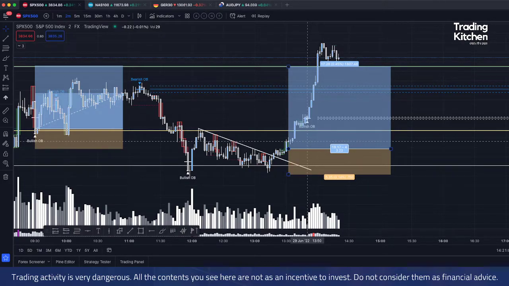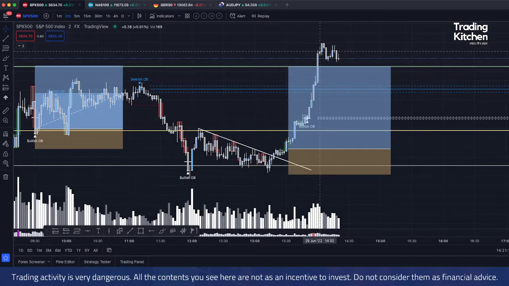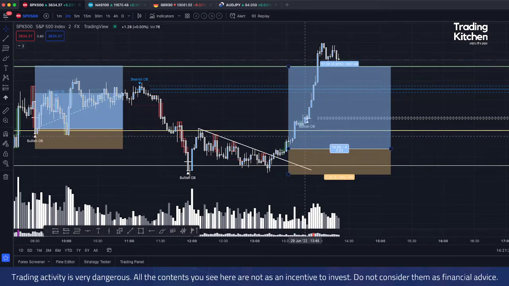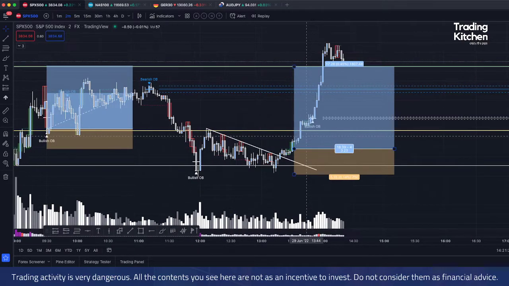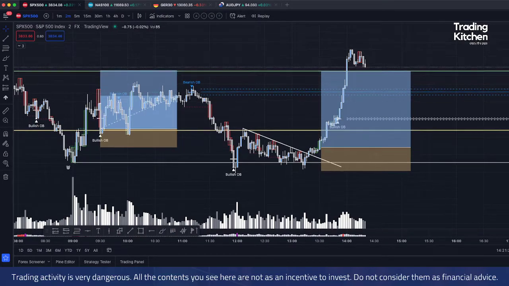If I do, I will split the size. Basically all the setups are the same, and I just open the first trade that meets my checklist, my rules.